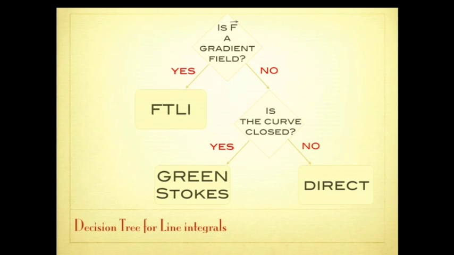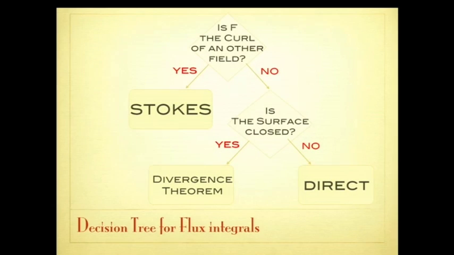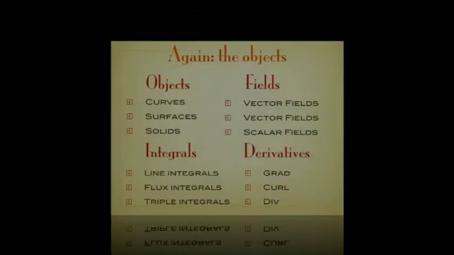The decision tree for flux integrals is very similar. You ask yourself, is it the curl of another vector field, or do we directly deal with the curl? Then yes, you use Stokes' theorem. If not, then you ask yourself, is the surface closed? If the surface is closed, you can use the divergence theorem, and otherwise you can do it directly.